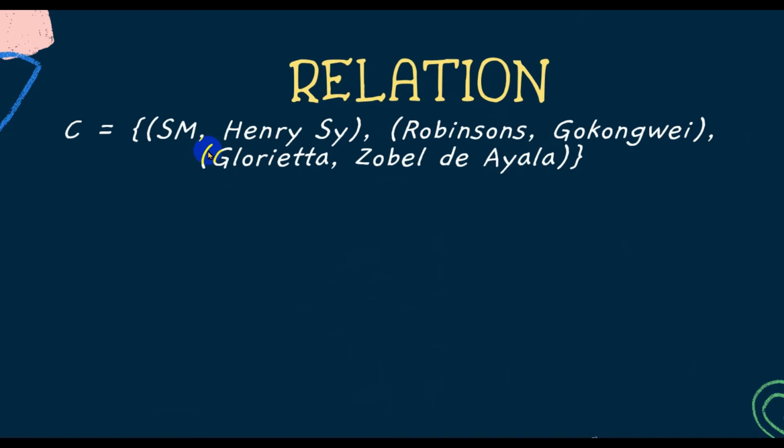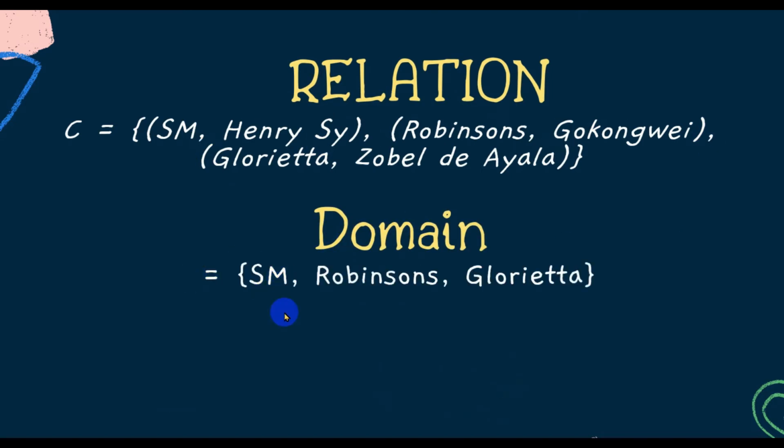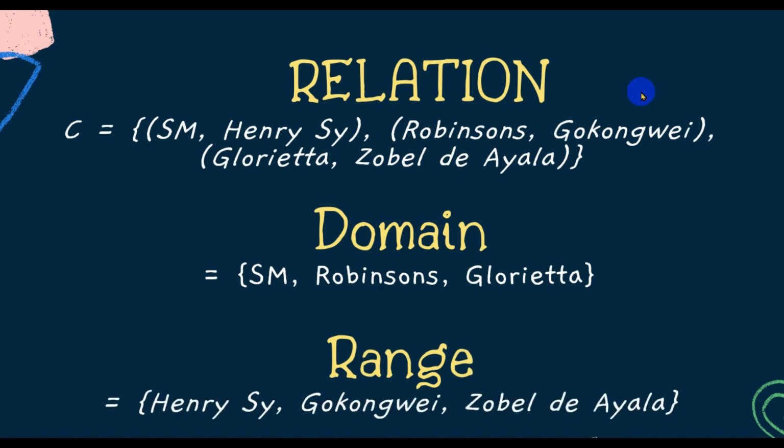So we have the leading malls and the mall owners. So the domain will be the leading malls, SM, Robinsons, Glorieta. Huwag kalimutang enclose sa braces and separated by comma. Then for the range, mall owners, they are Henry C, Gokong Wei, and Zobel de Ayala. Again, relation, domain, and range.